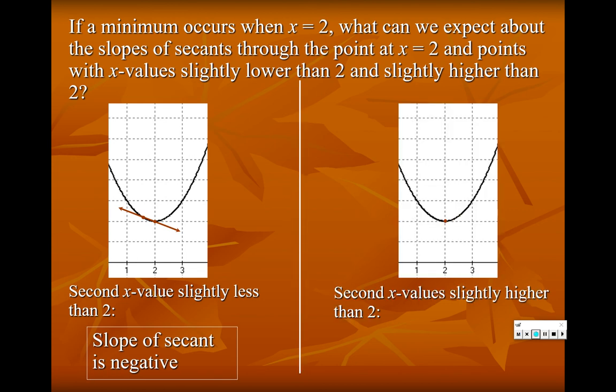What's going to happen if the x value that you test is slightly right and it is a minimum? What kind of slope will you get here, positive or negative? Positive. It makes sense. If you're going to be a minimum, you should go from negative slope to positive slope. You should go from decreasing to increasing. That's what a minimum is, decreasing to increasing.